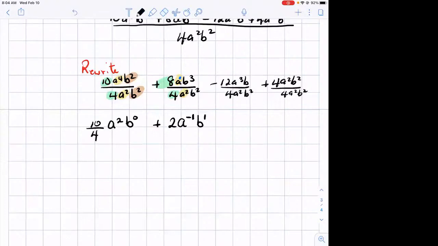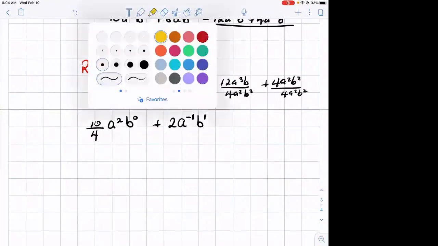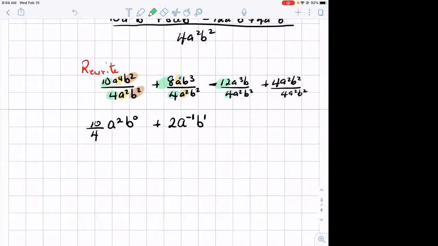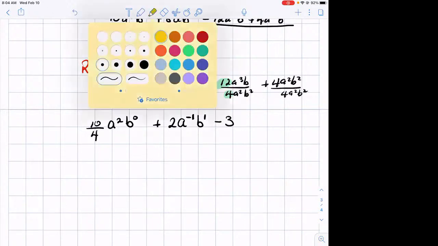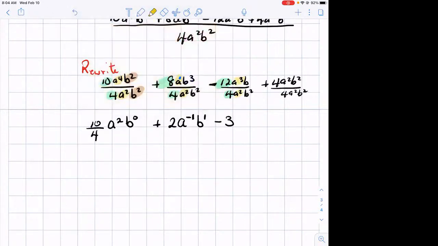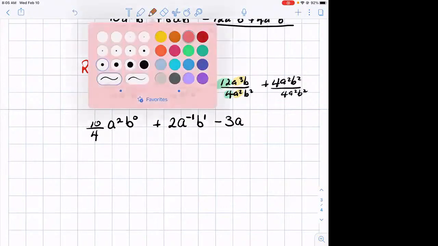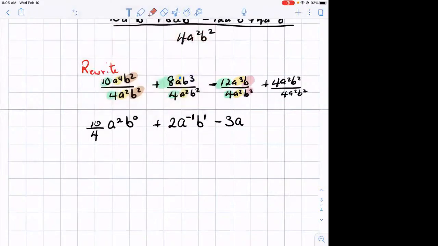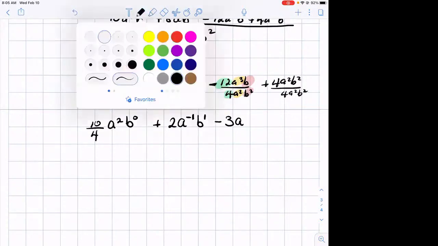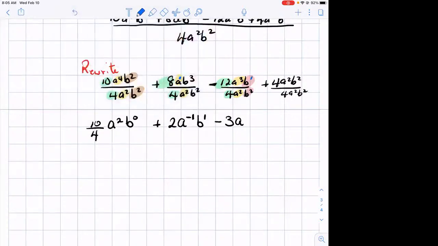Now, let's move on. So now we have a negative 12 divided by 4, which becomes negative 3. And we have our a cubed divided by a squared, which will leave me with a. Now, if you look at the next term, we have b divided by b squared. So keep in mind, when you see a letter, there's always a 1 exponent. So 1 minus 2, now we end up with b to the minus 1 power.